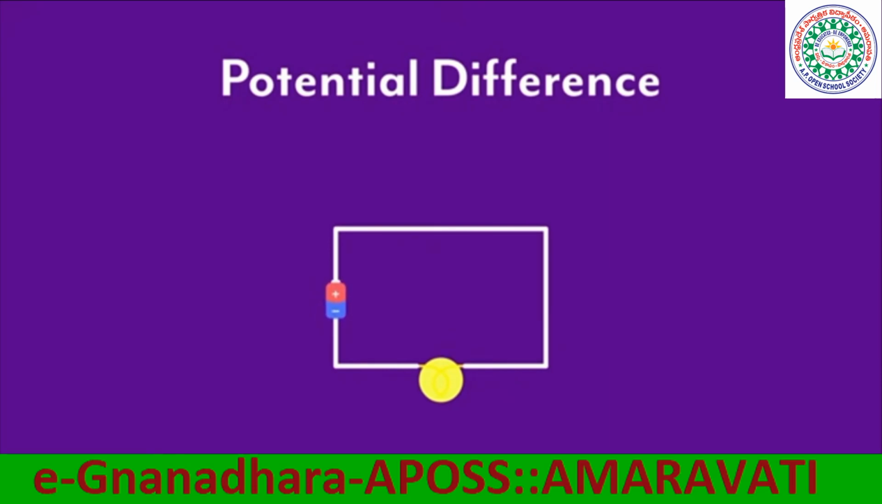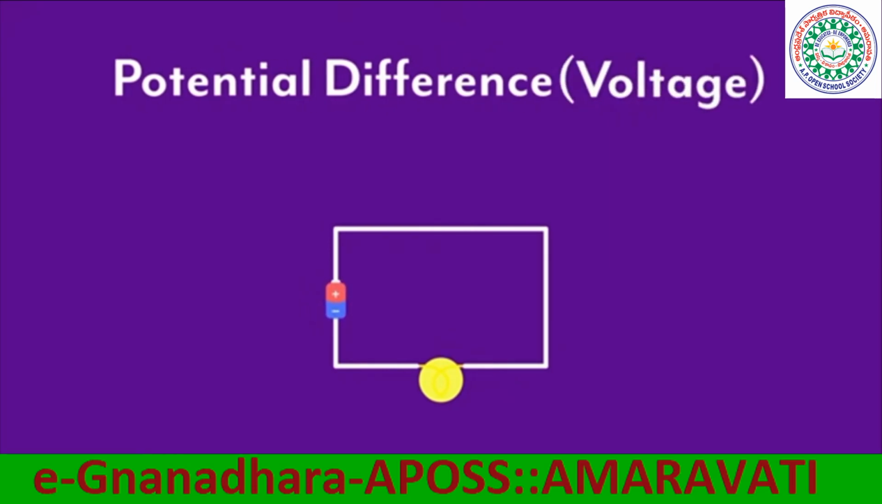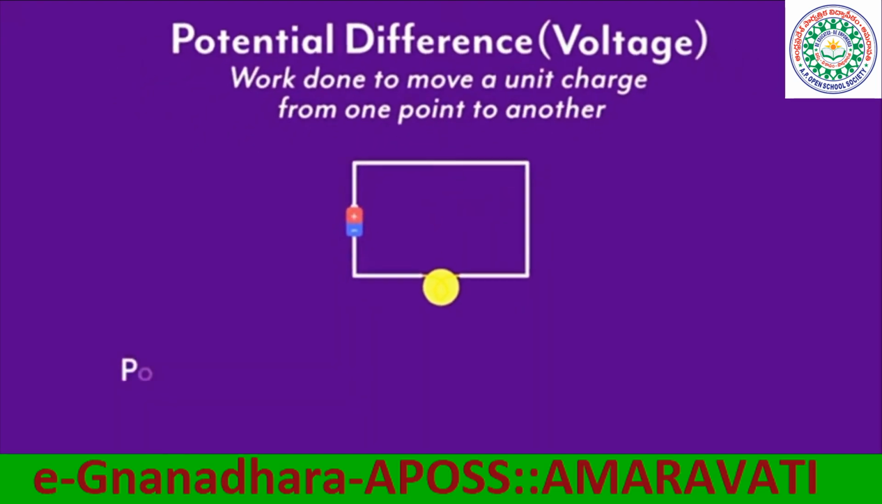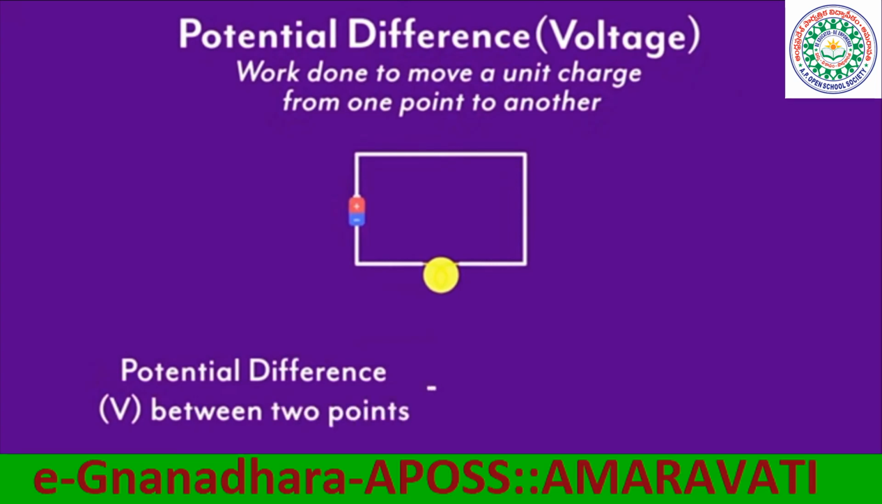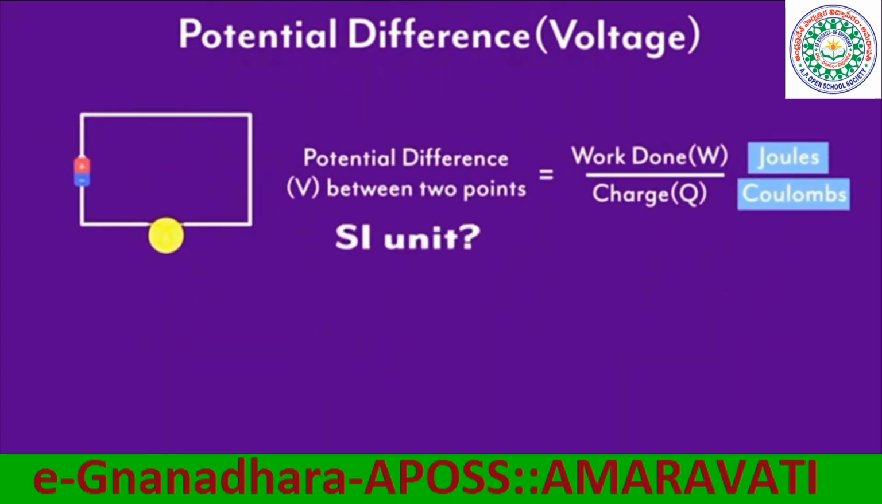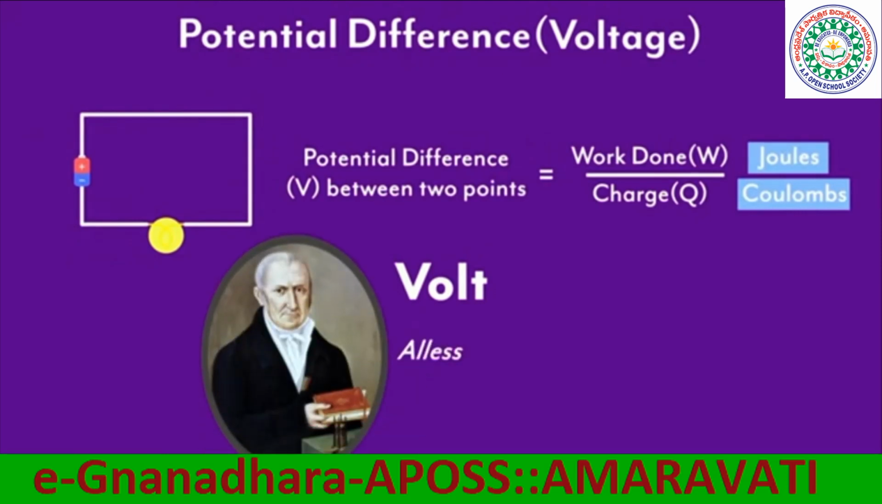Potential difference is also referred to as voltage. If we have to understand the technical definition, we would say that it is the work done to move a unit charge from one point to another. The potential difference V between any 2 points in an electric circuit will be the work done over the charge Q. We know that the work is measured in joules and charge is measured in coulombs. What's the SI unit of potential difference then? It's volt, named after Alessandro Volta, an Italian physicist.